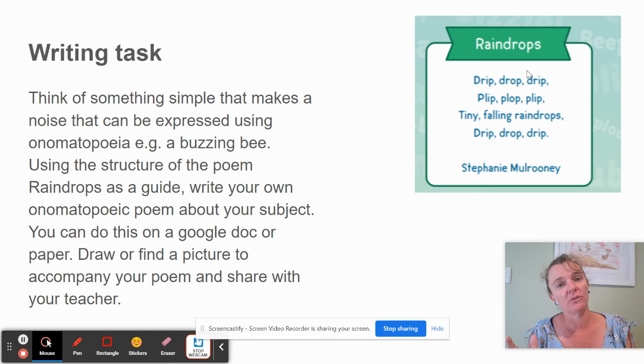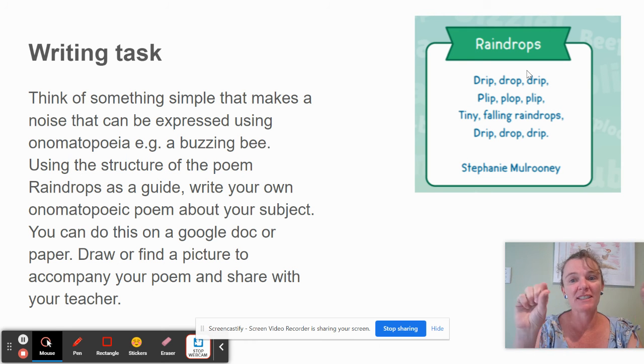Now, you can either do it on a Google Doc or on a piece of paper, and when you're finished, you can find a picture or draw a picture to go with yours. Now, one thing we notice when we look at this poem is the first line and the last line are the same. So when I look at yours, I'll see a title of what you're going to call it. I should see 4 lines of writing. There's not going to be lots of words in this poem. There's not many of them.